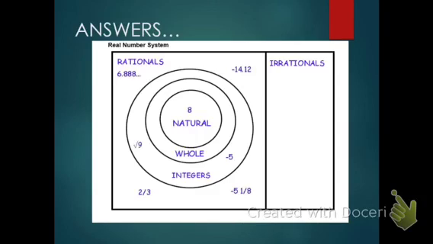Now let's look at 6.888, which is repeating, but it repeats in a determined pattern. So that's considered rational. Because it repeats in a determined pattern, it's rational, not irrational. And then let's look at the last one, negative 14.12. That's a decimal. Decimals that are positive or negative and terminate are considered rational numbers. So in this situation, we didn't have any irrational numbers.